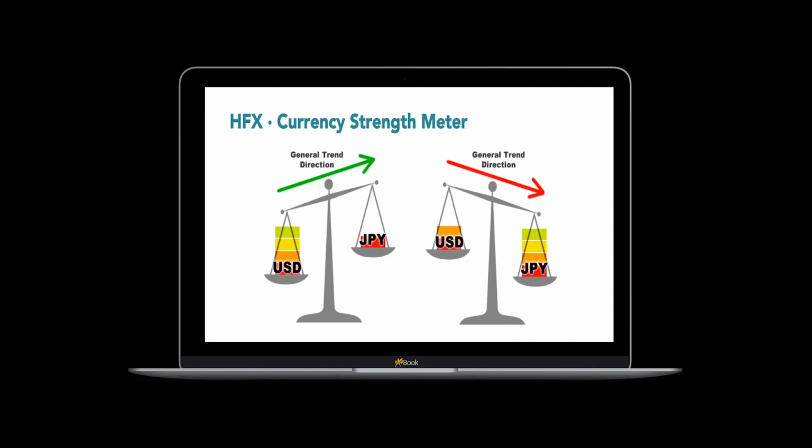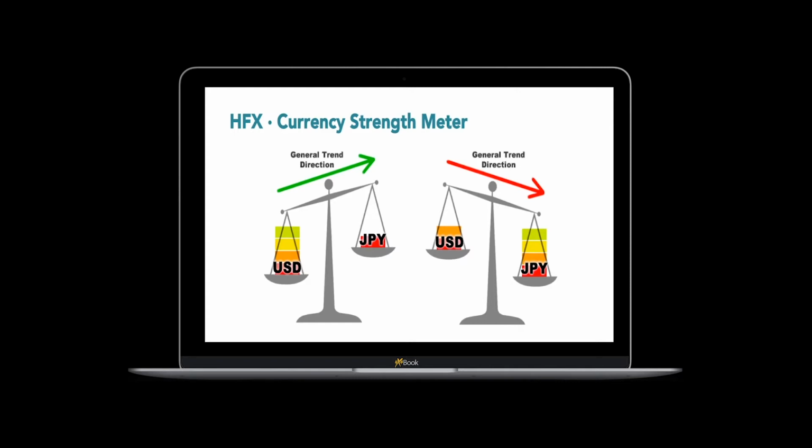This can be illustrated with this little diagram. Here we have 2 weight scales, and if you imagine each bar as a weight that goes to each individual currency, you can get an idea for the general trend direction. On the left side, the US dollar has 4 bars and the Japanese yen has 1. In that case, there would be more weight on the left side, causing the general trend direction to go up.